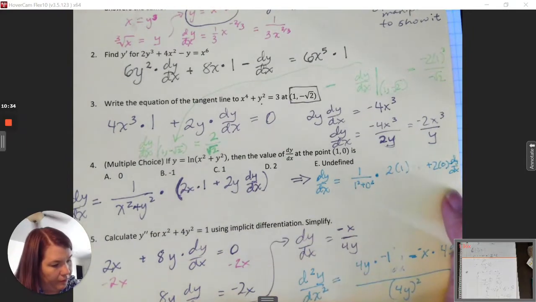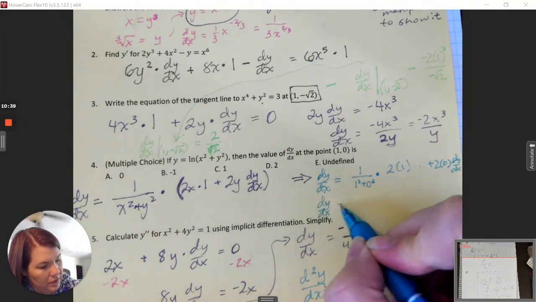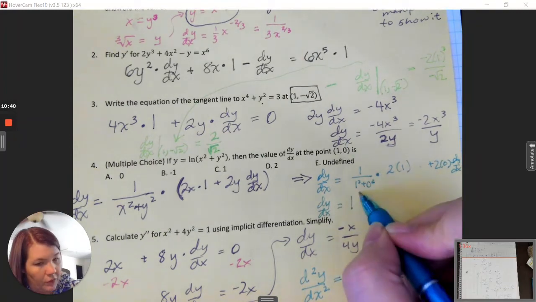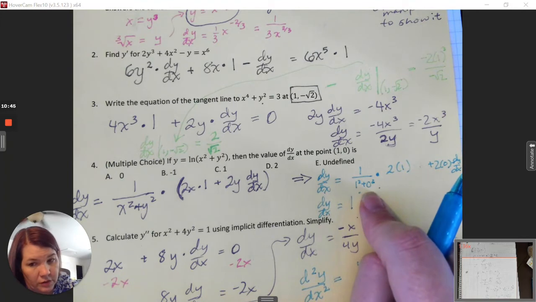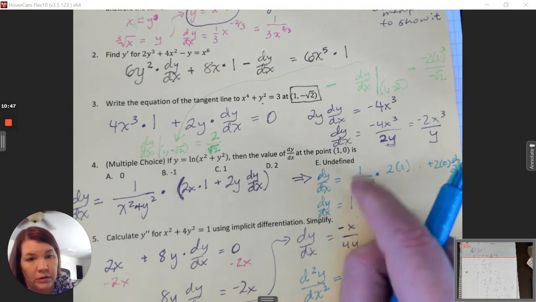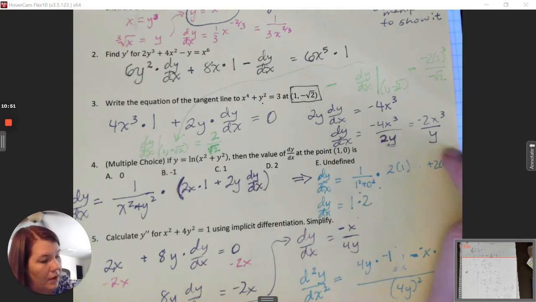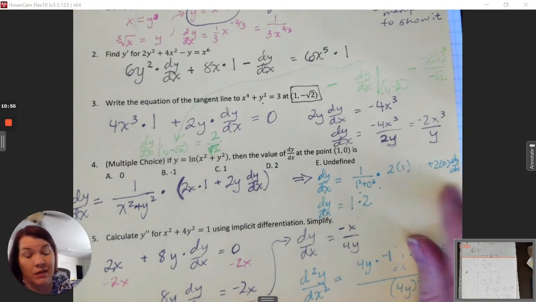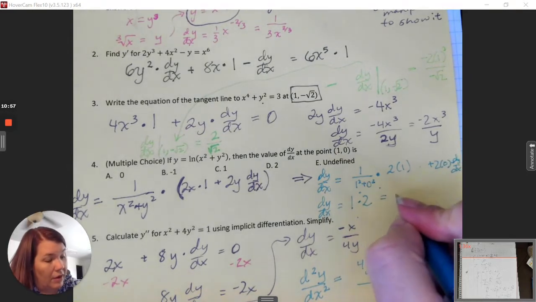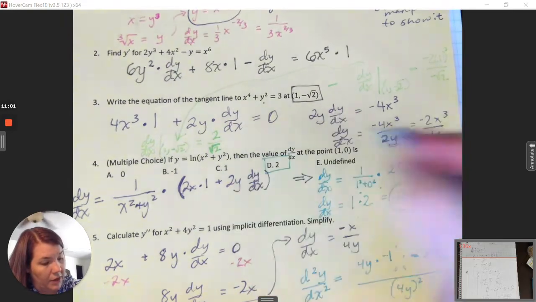And so there I am. dy/dx equals 1 over 1 squared plus 0 is just 1. Because 1 squared is 1, 0 squared is 0, 1 plus 0 is 1, 1 divided by 1 is 1, times 2. And then this, we got a 0 there. Anything times 0 is 0, even dy/dx. Well, that goes away. And so I get 2. And D is my answer.